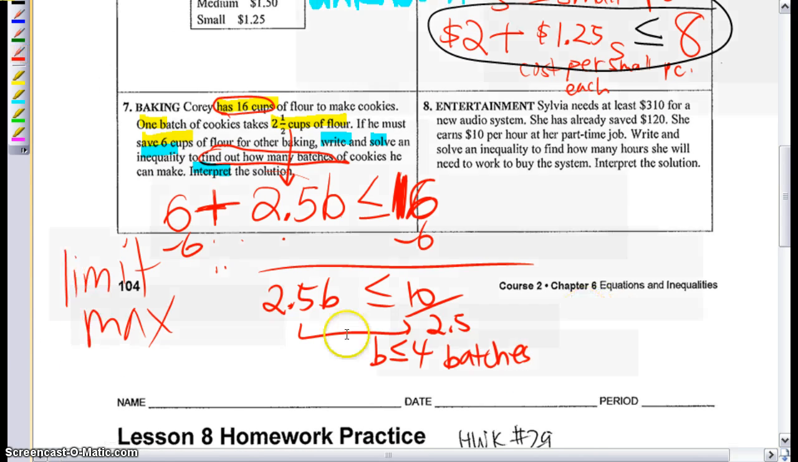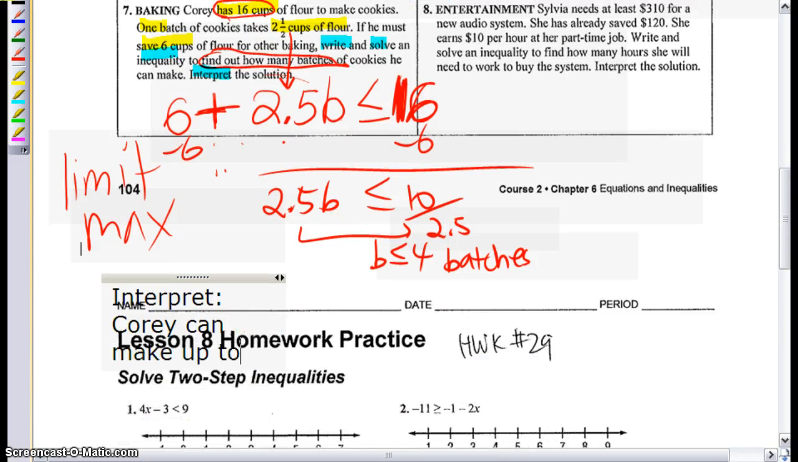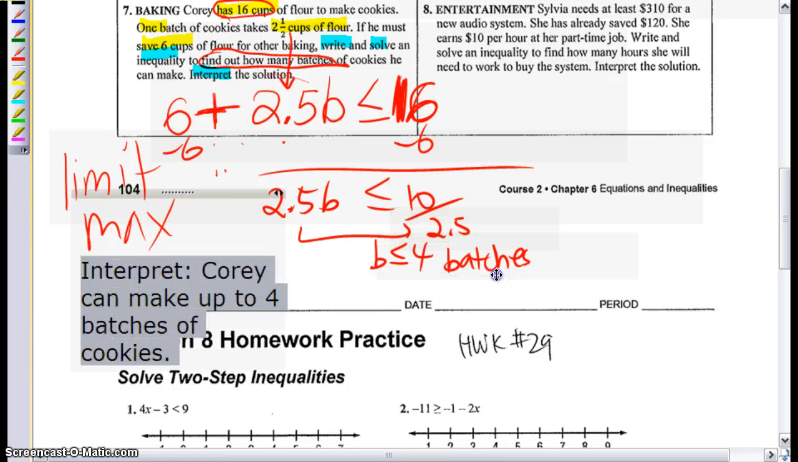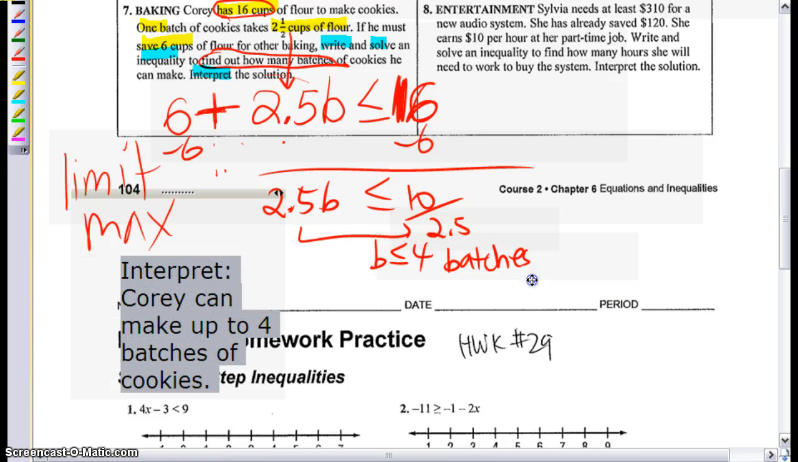So if I interpret this answer, what does my answer mean? Well, just like I did earlier, if I interpret the work that I did, then he can make up to 4 batches of cupcakes. He can't make any more. We can also say he can make a maximum of 4 batches of cupcakes. There we go.